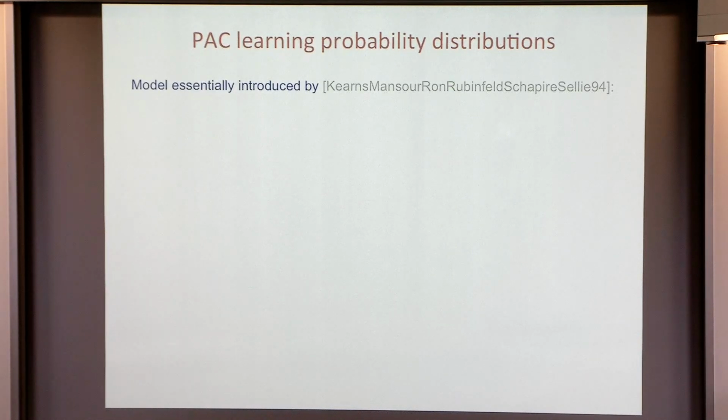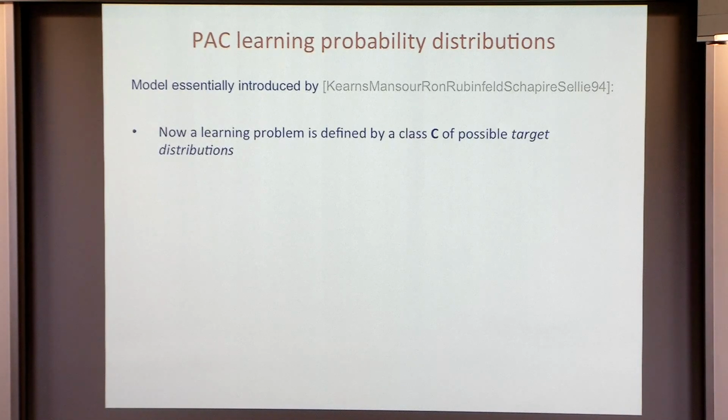Things like this have been studied in statistics really for decades, though, under the name of density estimation. It really is just like PAC learning. If you were to guess what the model should be, and you just said PAC learning but with no functions, you would come up with the right model. So how does it work?